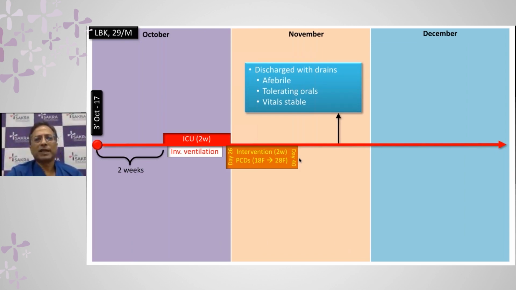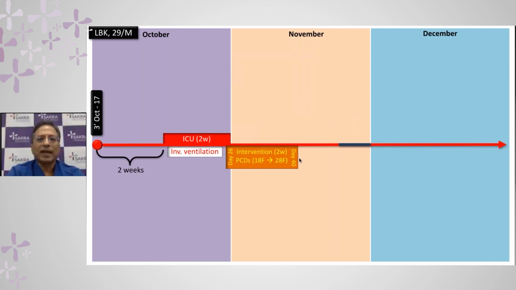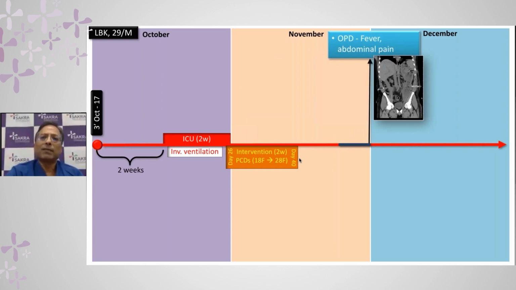He was afebrile, tolerating oral feed, and he was stable. So you can see such a severe patient with pancreatitis, without any surgery, with radiological drainage, we were able to send home. But that's not the end of the story. At home, after a couple of days, he came to the OPD with fever and pain.